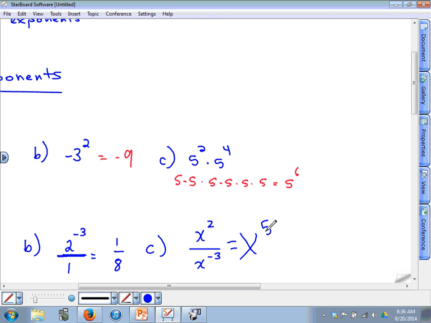X to the 5th power, for the same reason as part B. These have negative exponents. What do you do with negative exponents? Hop the line, change the sign. So you're taking these 3 x's, moving them up here with those 2, making how many x's? There's 5 of them up there. X to the 5th power. Okay? Moving on.